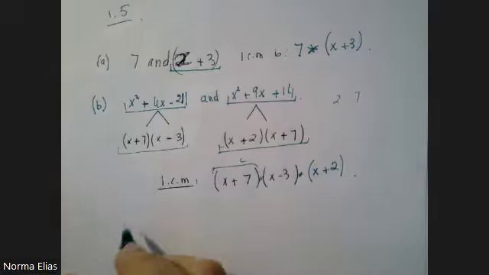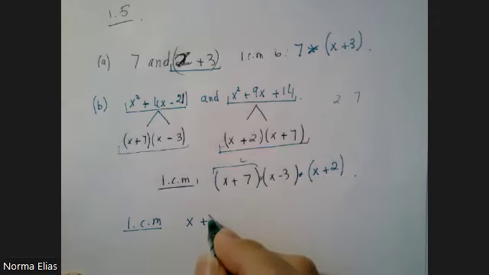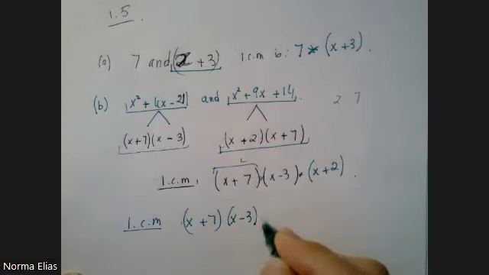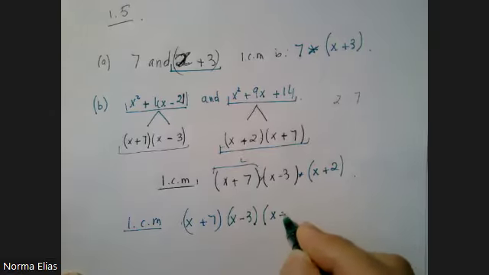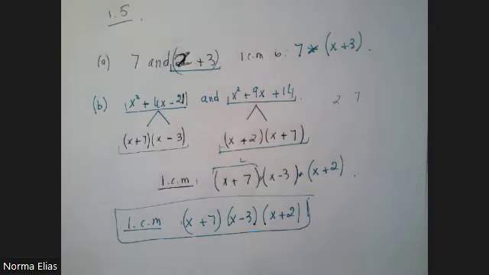So the least common multiple is going to be x plus 7 times x minus 3 times x plus 2. That would be the least common multiple. The reason we care about the least common multiple, first to add fractions, which I'm going to remind you of a minute later on, and to simplify expressions. That's why we need those ideas.